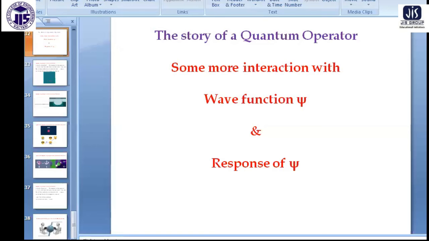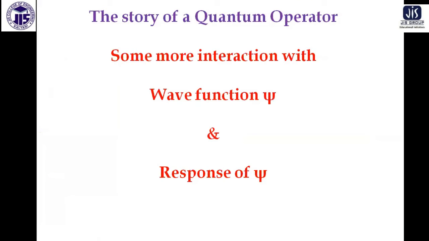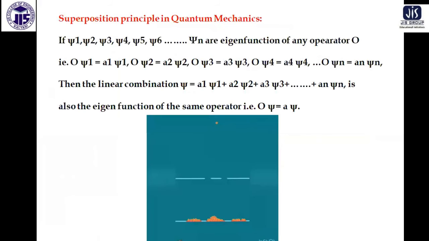Okay. So before that, let me make a quick recap of whatever I told you till now. Just get back to this picture again. The concept here is the superposition principle. I have just written whatever I told you: if the allowed states are psi 1, psi 2, psi 3, etc., their mixture is also an allowed state.